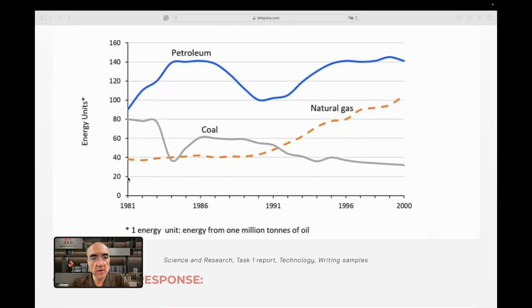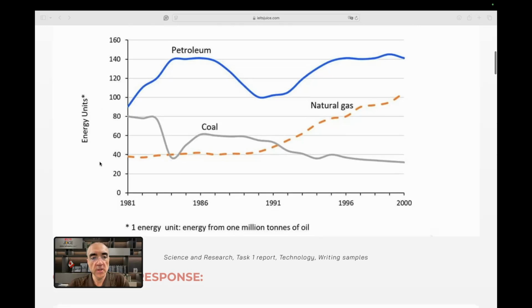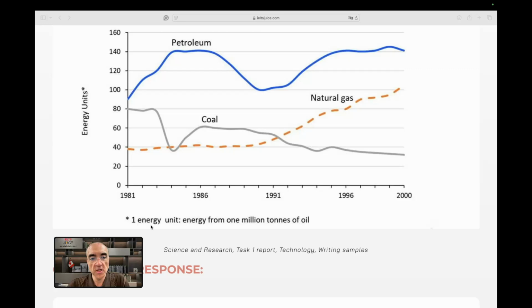Oh, and there's one thing. These numbers are not percentage points. This one is energy units. So we have some sort of an energy unit here, and we need to define it. So each energy unit here represents the energy you get from 1 million tons of oil.